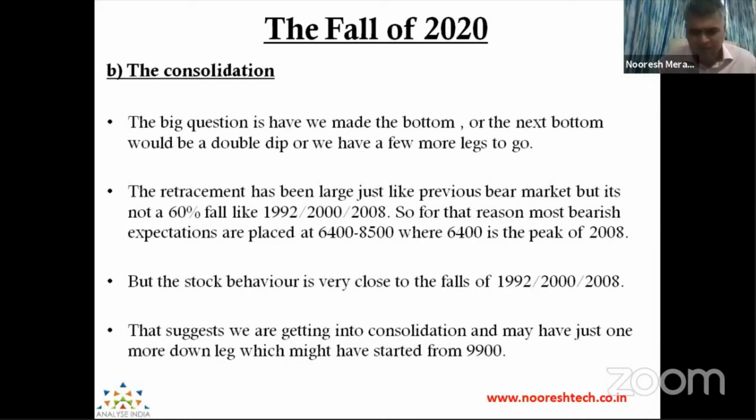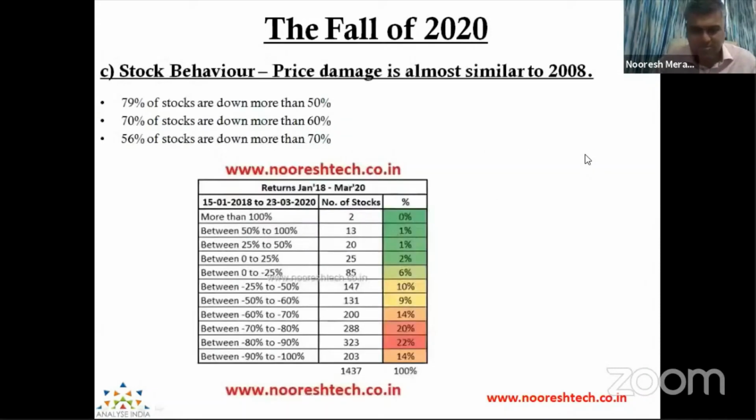This suggests we are getting into a consolidation, with just one more down leg which might have started from 9,900. So this is what we are expecting. Now we are back above 10,000, so maybe it will start from 10,500. The next leg is where it will become interesting.